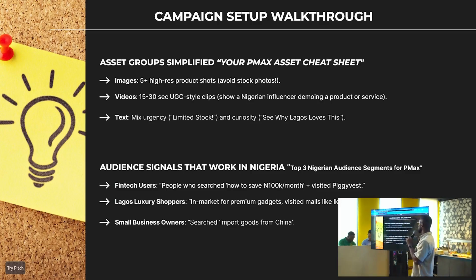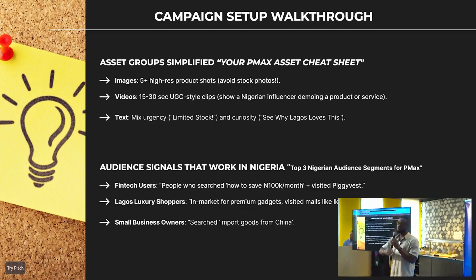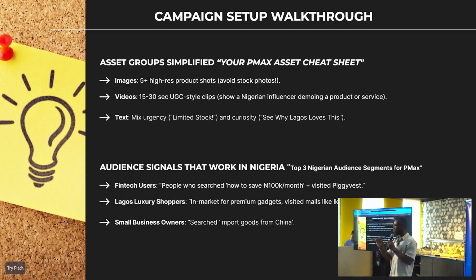Now, for audience signals that work, like I said, I'll show you some of these things on the Performance Max campaign. But there are signals that you need to send to Google to ensure that they show your ad to the right people. If you leave it very broad, they will run around. But you have to give them certain signals that relate to your business.